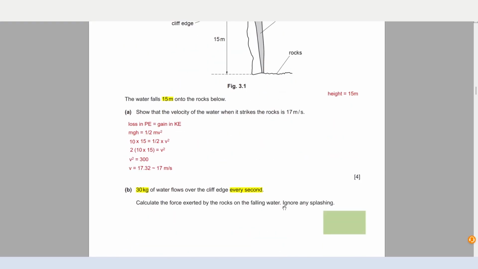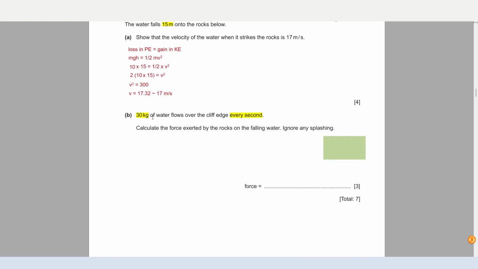Part B says 30 kilogram of water flows over the cliff edge every second. Calculate the force exerted on the rocks by the falling water, ignoring any splashes. So what is given in this question? We're given the mass. We calculated the speed, which is 17.32 meters per second, and the height is given, which is 15 meters.